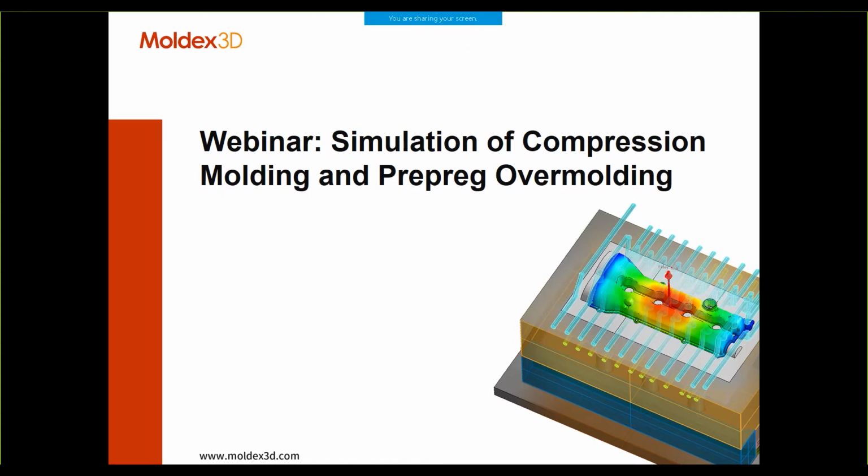Today's topic is how Moldex 3D can help with the simulation of compression molding and Prepreg Overmolding. Now, as all of you are aware, composites manufacturing has been a topic of focus recently, and more people are starting to study the behavior of composites during compression molding. And this is what I hope to cover during today's session.